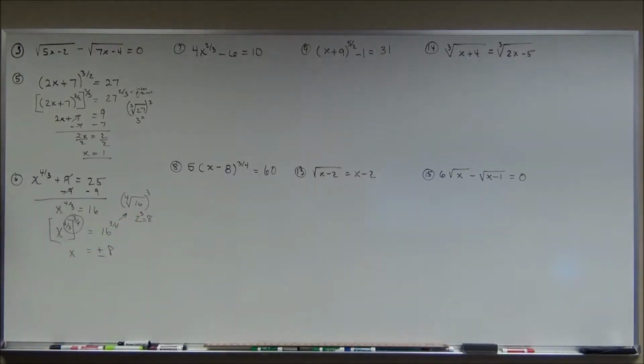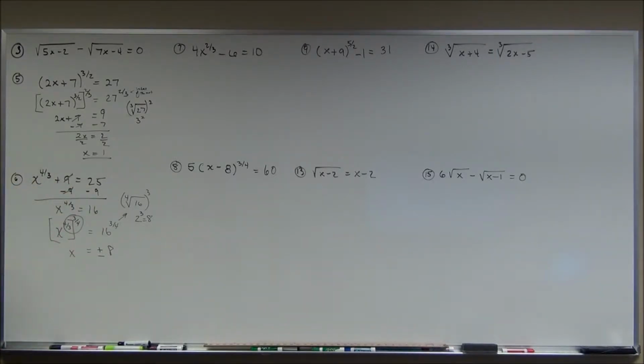You don't need the 1 there. You can go back and plug negative 8 in and see if it works. Negative 8, the cube root of negative 8 is negative 2, to the 4th power is positive 16. Because it's an even power, it's positive. 16 plus 9 is 25. Both of these answers are good.